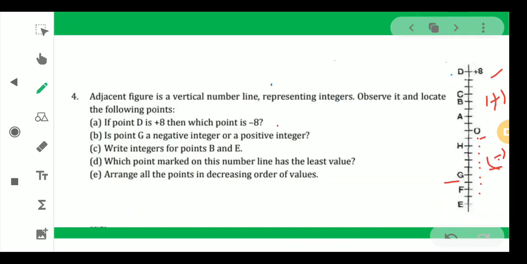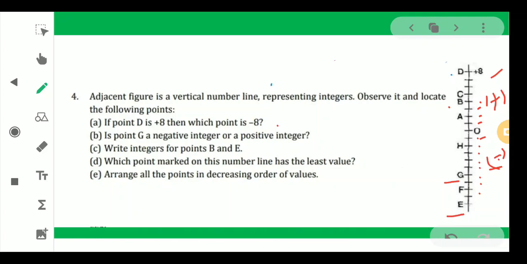Then third is write integers for B and E. Now we have to tell the position of B and E in terms of integers. Now B is on the upper side. So if we start counting from 0, it will be 1, 2, 3, 4. So we are watching that B is coming at position 4. And what about E? So let me count.